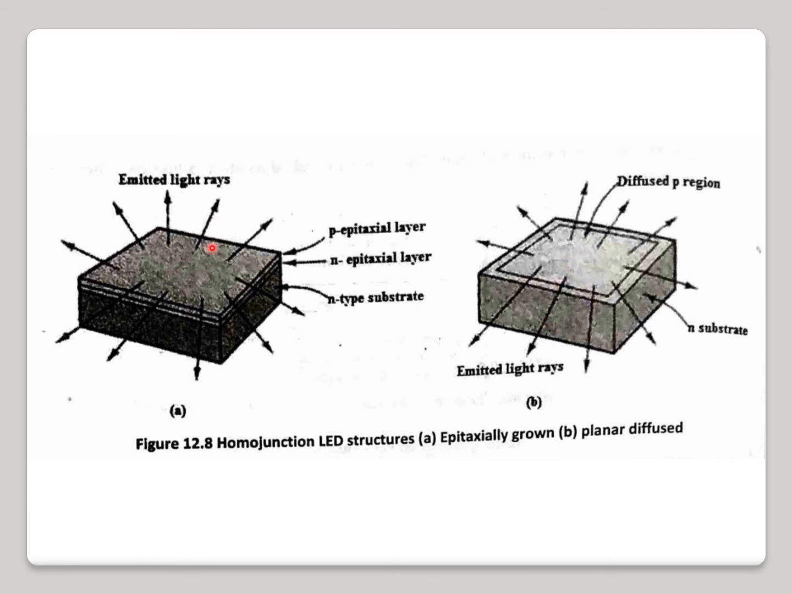And in case of this LED, we can say that the rays are produced from the surface in all directions. There is no directional nature. And in case of homojunction LED, the current that is converted to optical signal will be a very small amount of current. So this type of LED is not used for applications.